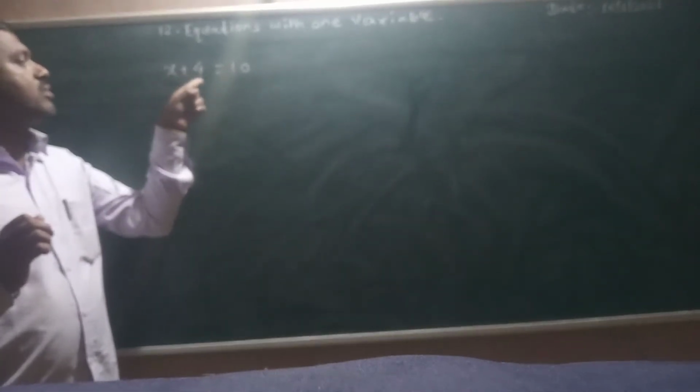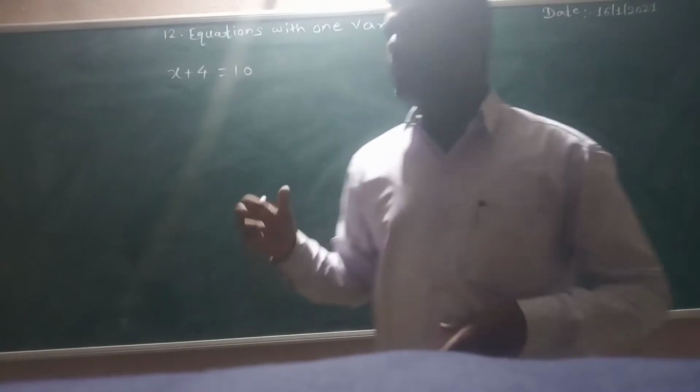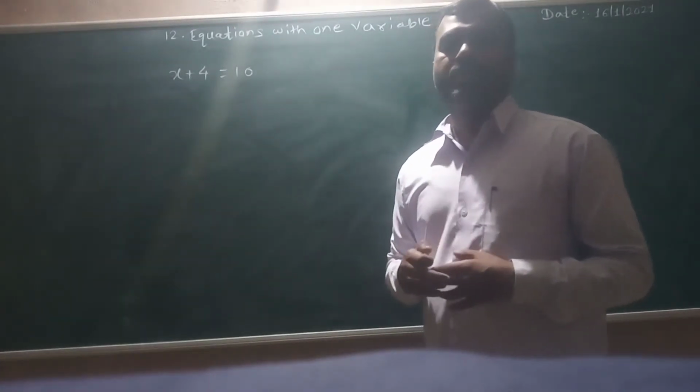For this we can calculate orally by asking a question to this x plus 4 is equal to 10. We can ask how many we have to add to 4, or which number we are adding to 4, we get 10. Answer is 6. 6 plus 4 is equal to 10. Here x is equal to 6 is the solution. That means the answer after solving the equation is called the solution of that equation with one variable.